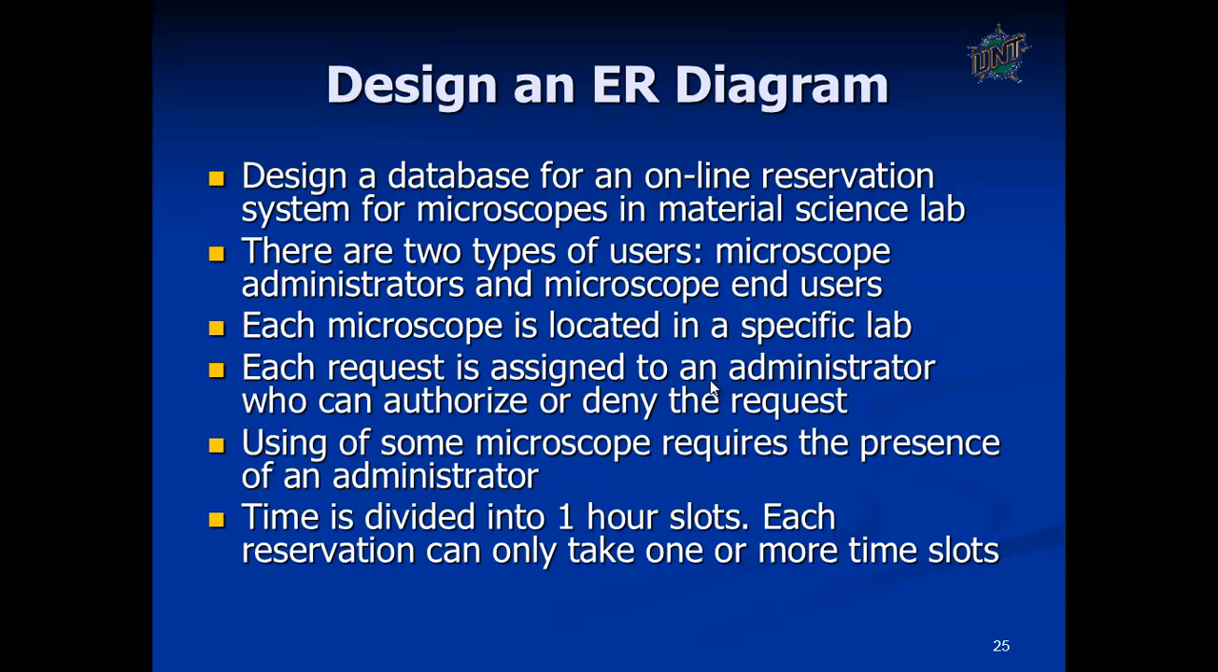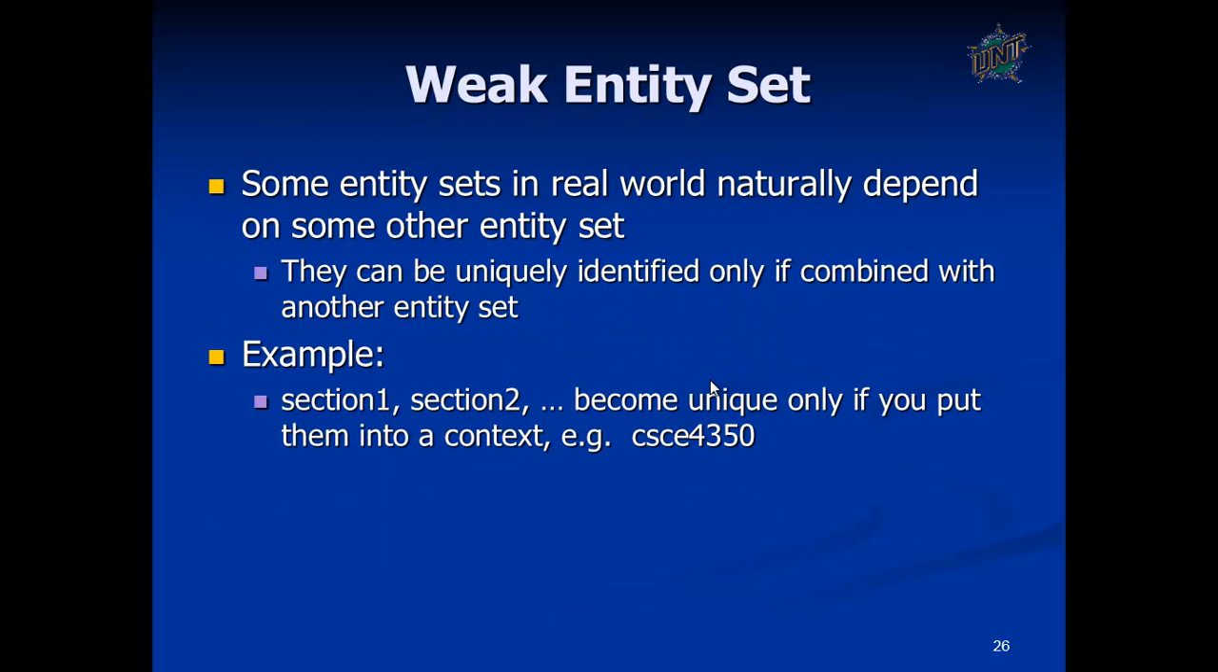Now designing an ER diagram. If we have to design a database for an online reservation system for microscopes in a material sciences lab, then there are two types of users. First is the microscope administrator and second is the microscope end user. Each microscope is located in a specific lab, and each request is assigned to an administrator who can authorize or deny the request. Using some of the microscopes requires the presence of an administrator, and time is divided into 1 hour slots. Each reservation can take one or more time slots.